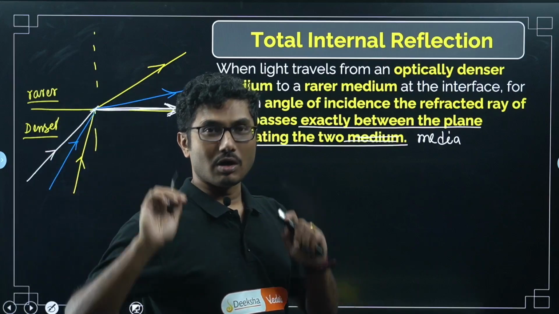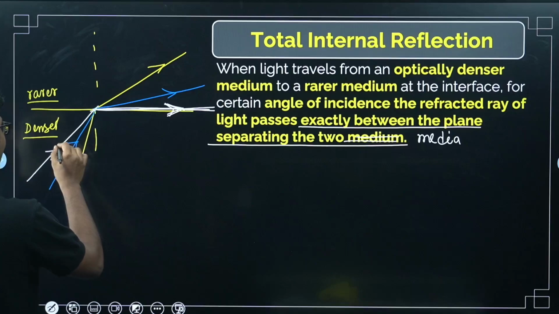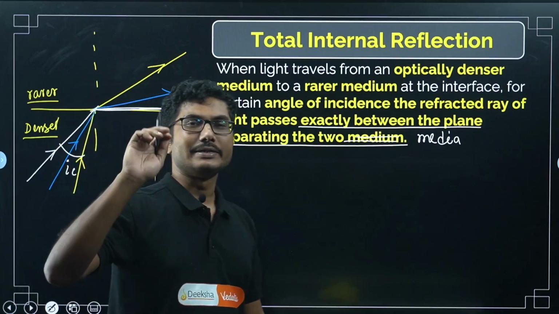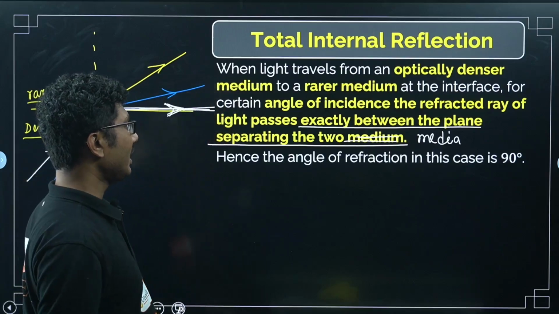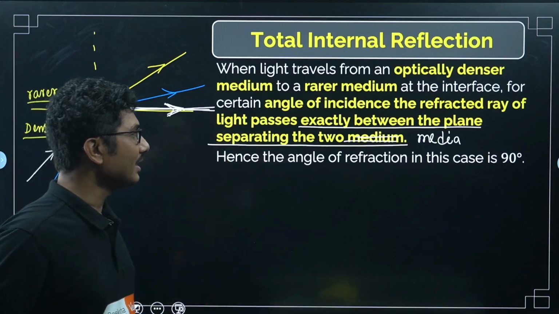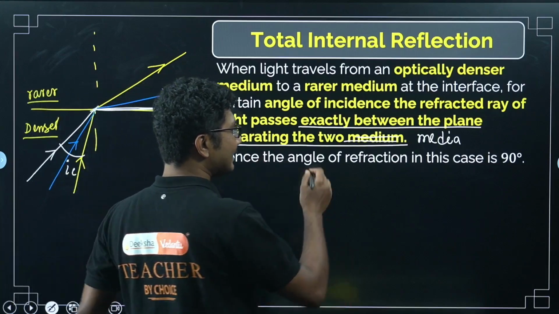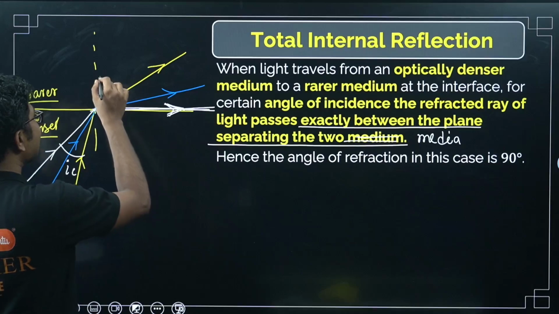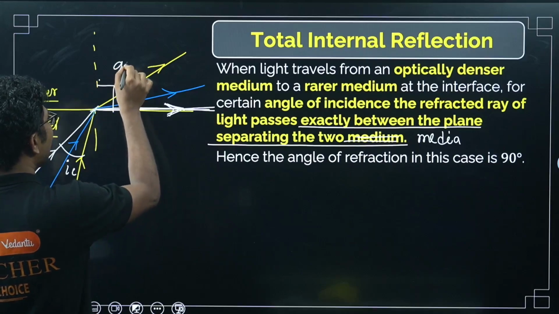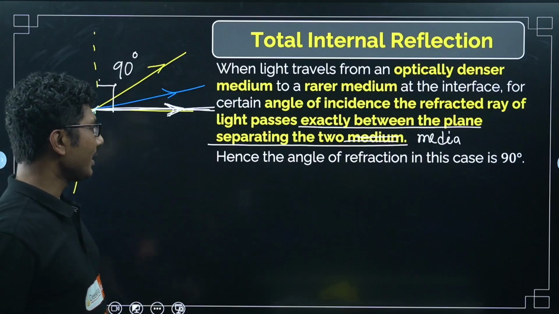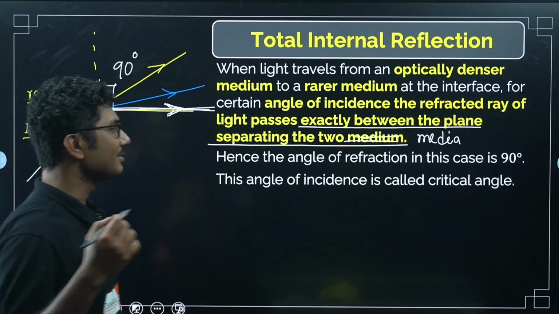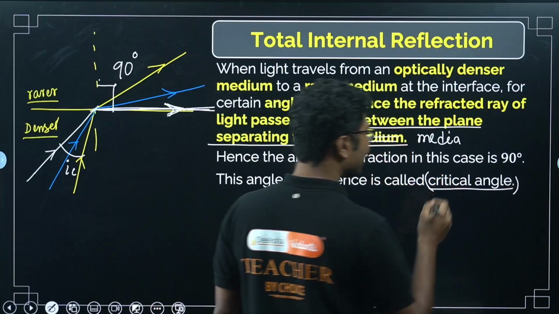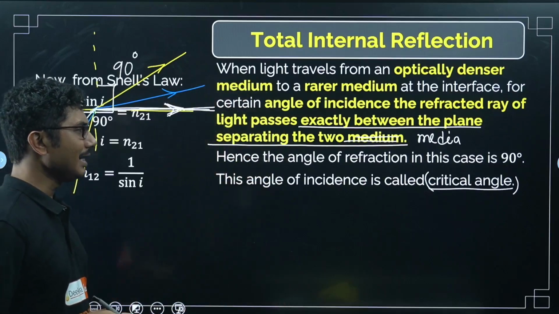This angle of incidence is called the critical angle, represented by iC. Somewhere you might see theta C as well. The angle of refraction in this case is 90 degrees. So you can see that this angle of refraction is basically 90 degrees. This angle of incidence is called the critical angle. Very important term. You should remember that this angle is called the critical angle.